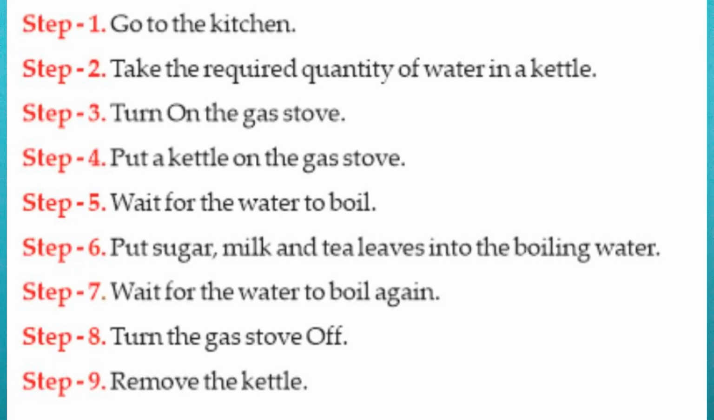Next, wait for it to boil. Next, after the tea has completely boiled, switch off the gas stove. Next, use a filter to filter the tea into a cup. And now the tea is ready, so stop. This is an algorithm for preparing a cup of tea. There can be any other problem also. For that, you will write instructions step by step, and this is called an algorithm.